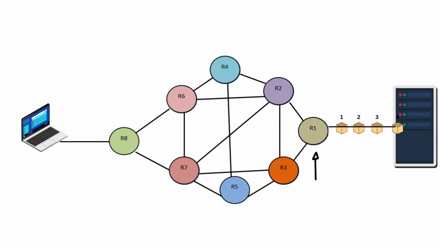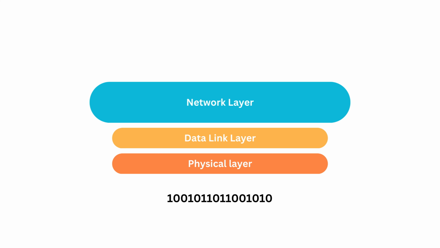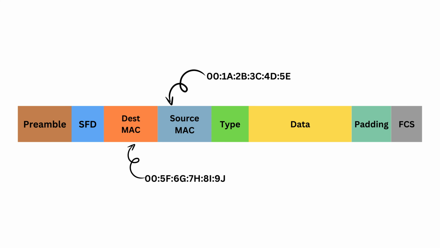Now the packets will be sent to router 1. Routers use the lowest 3 layers of the OSI model. When a server sends packets, the router receives them at the physical layer, converts them to bits, and passes them to the data link layer. At the data link layer, the raw bits are organized into a frame, which includes the MAC addresses of both router 1 and the server.